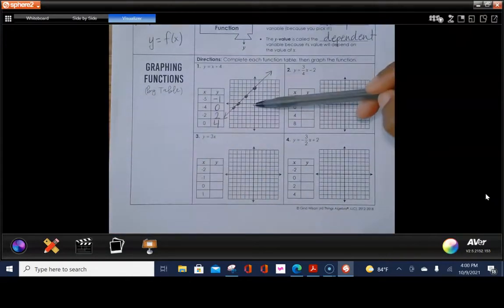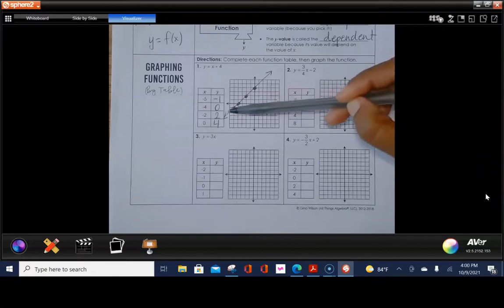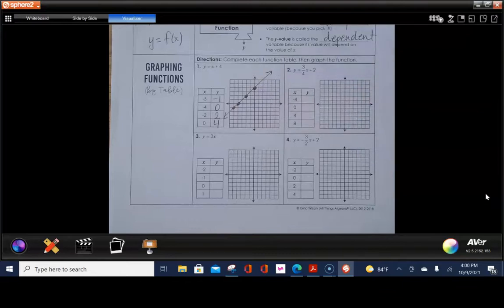Very carefully, all I did is start plotting those points. I went 5 to the left, 1 down for -5, comma -1. -4 to the left was this x-intercept here. Here I went to -2, up 2. And then I went to 0 and went up 4. And then I used the straight edge of a piece of paper and graphed it.